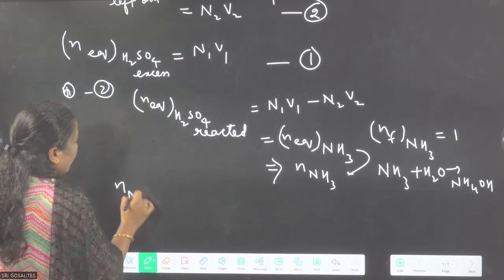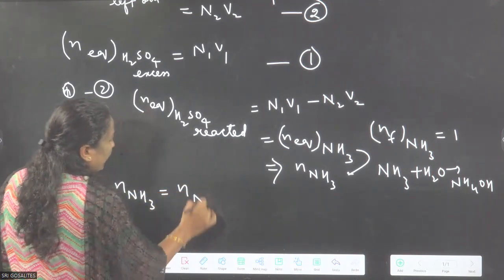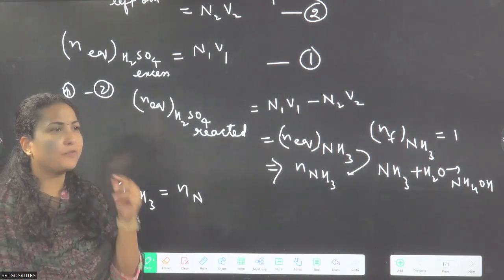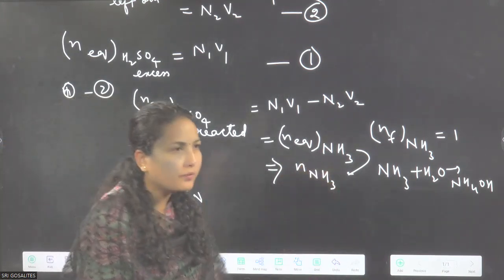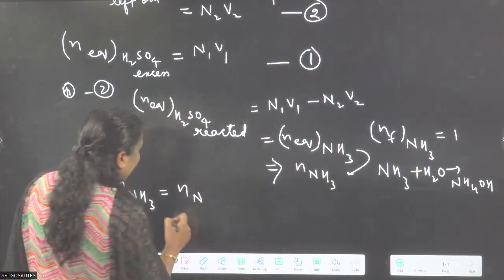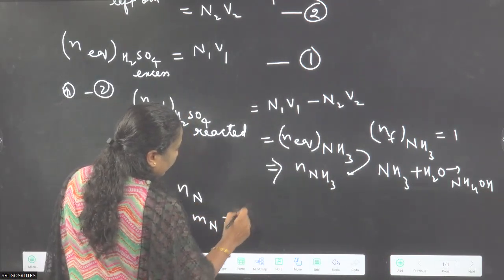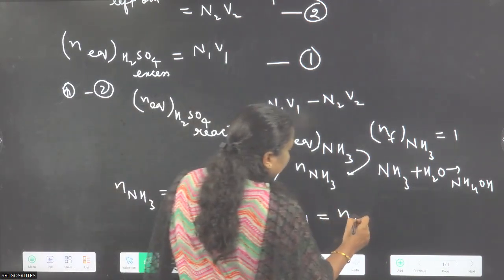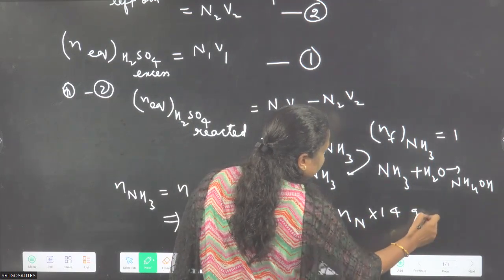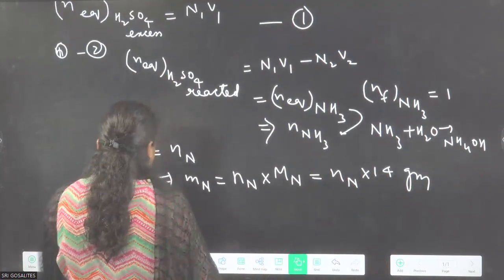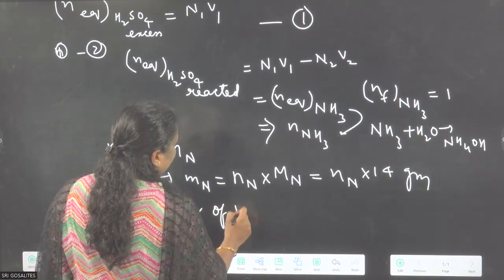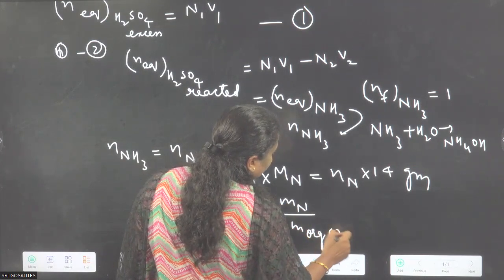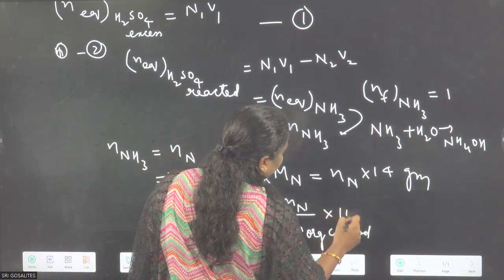So the number of moles of ammonia will be equal to the number of moles of nitrogen, or not? Because 1 mole of ammonia contains 1 mole of nitrogen. So if I give you 2 moles of ammonia, it should contain 2 moles of nitrogen, right? Now from the number of moles of nitrogen, can I find the mass of nitrogen? That is the number of moles of nitrogen times the molar mass of nitrogen, so you multiply by 14. This much is the mass. Now can you calculate the percentage of it? The percentage of nitrogen will be the mass of nitrogen upon the mass of the organic compound, into 100.